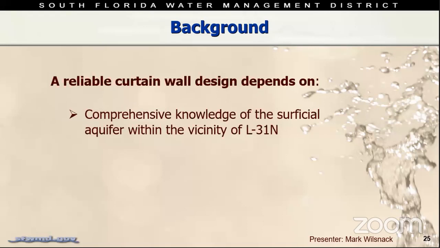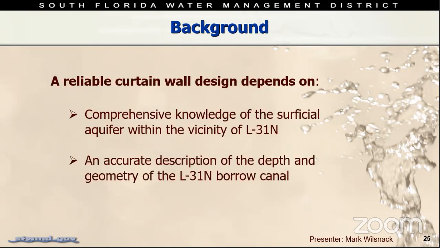So to make sure we do accomplish that goal, we need to develop a very comprehensive knowledge of the superficial aquifer where the seepage occurs along this L31N corridor. Next bullet, please. We want to understand, again, the geometric characteristics of the Borrow Canal, how it fits into the groundwater flow system and how it could affect seepage. Next slide.